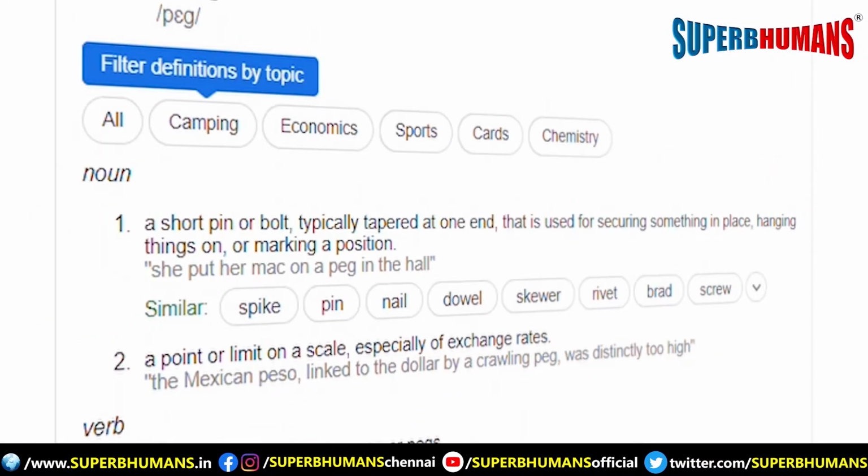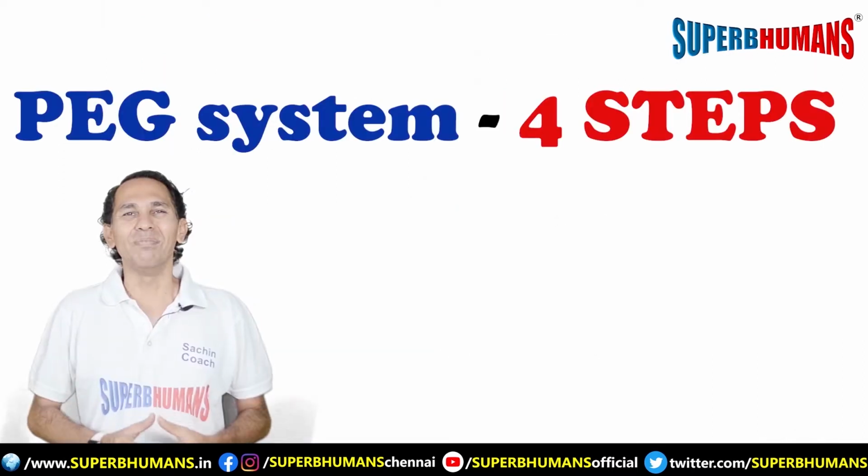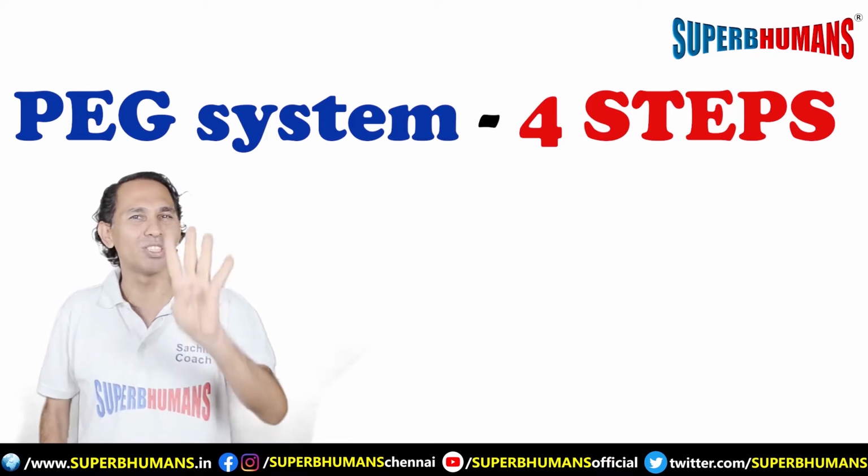The word peg means a short pin or a bolt, typically tapered at one end, that is used for securing something in place, hanging things on, or marking a position. Also, the word peg can be used as a verb. It's about fixing things, securing, or marking with a peg or pegs. The memory technique, the PEG system, comprises 4 steps.